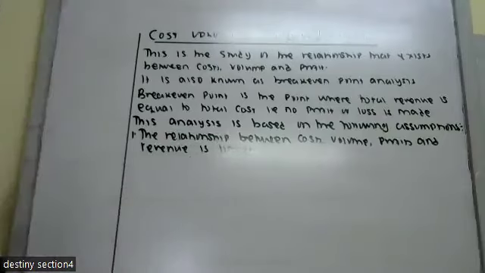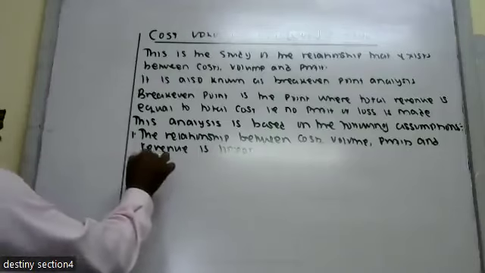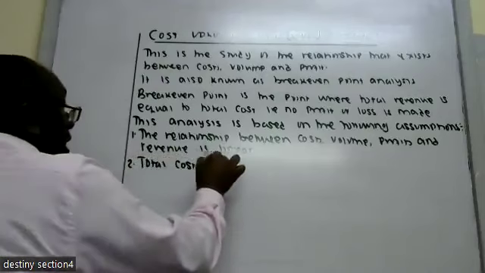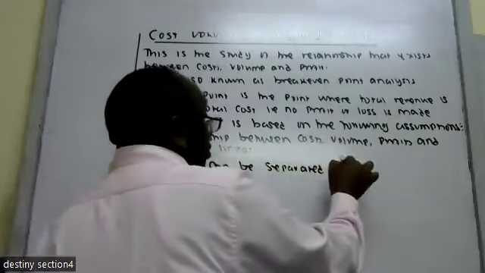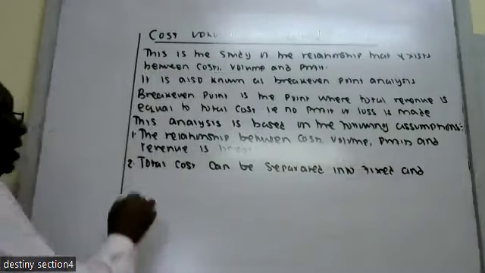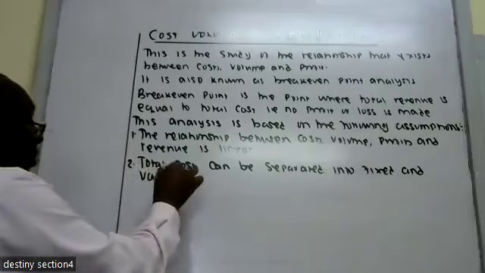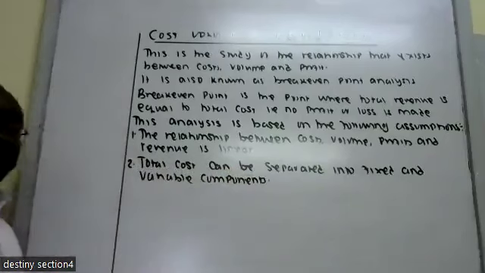As you do more units, then you have more cost, you have more volume. You have more revenue. And it is expected that you also have more profits, although not a must when it comes to profits. Number two, total costs can be separated into fixed and variable components. So you can say total cost is equal to fixed plus variable.